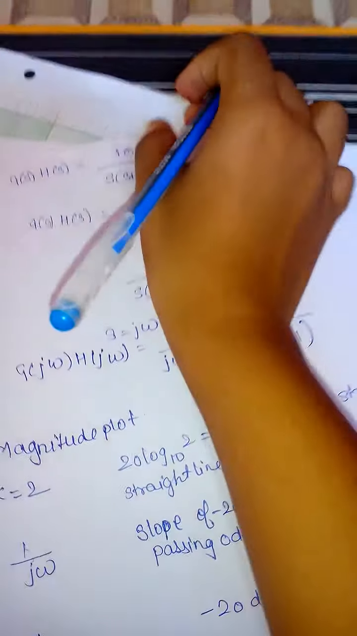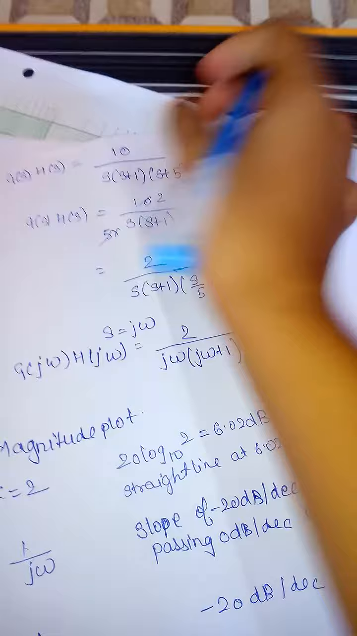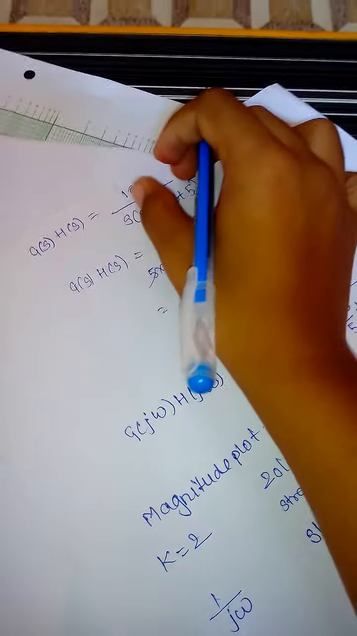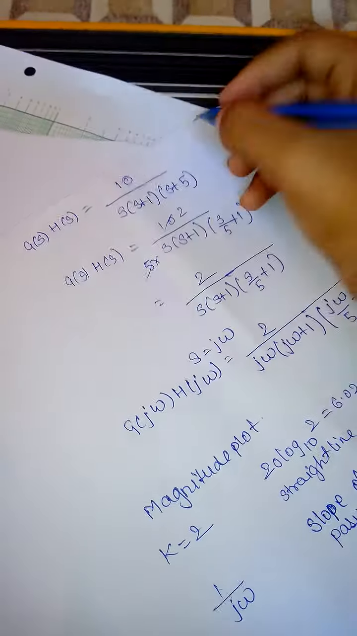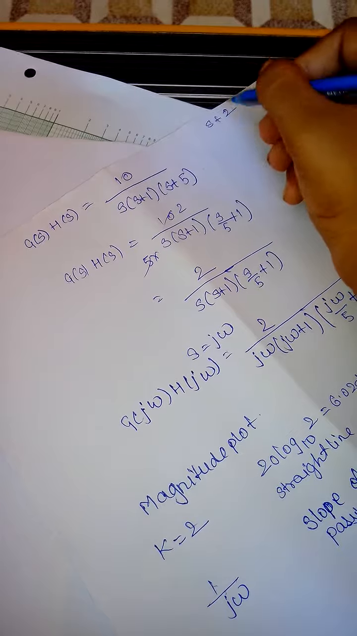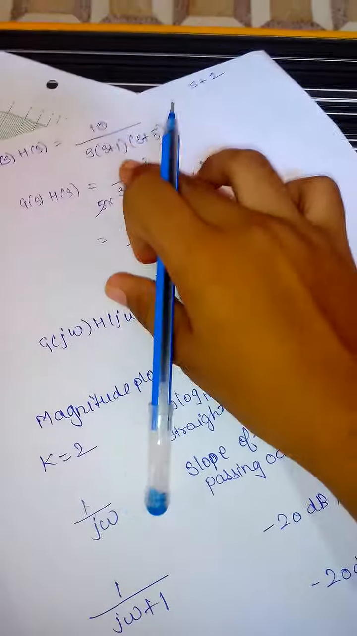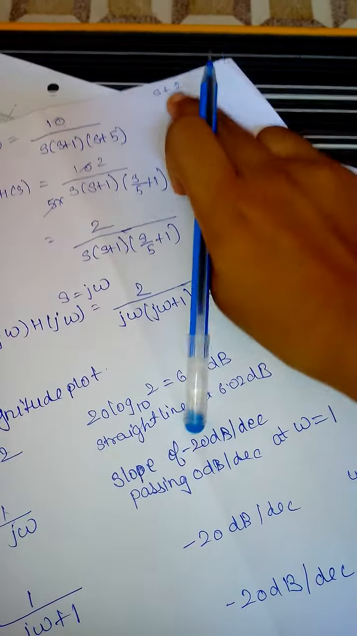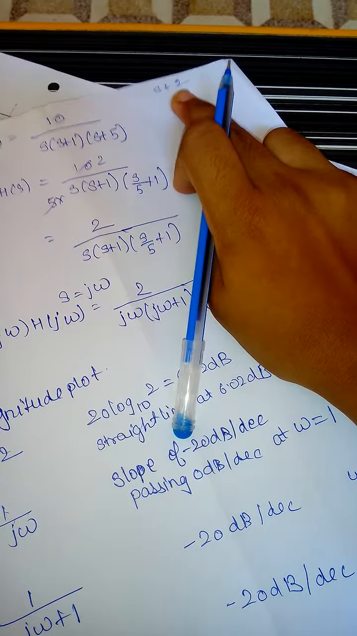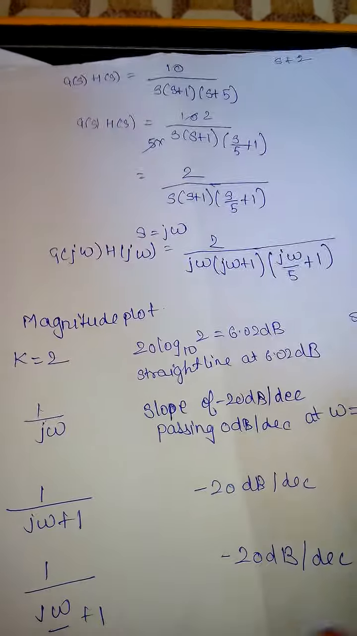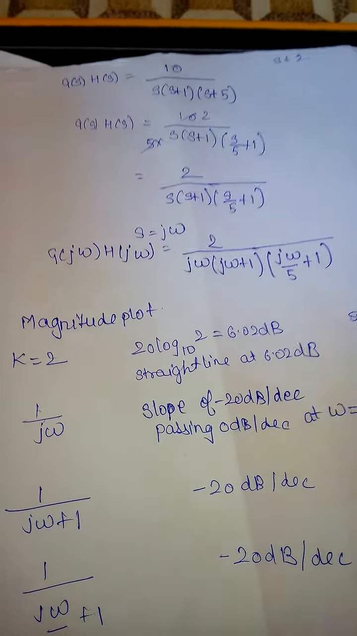Since here there is no zero, there will be no zero. If a zero comes, somewhat S plus something, for example S plus 2, then it is different. Here I have taken minus 20 dB since it is a pole. But if it is a zero, that is, in the numerator, then we have to take plus 20 dB per decade. Remember this. Now this is our magnitude plot. We are done with the magnitude plot.